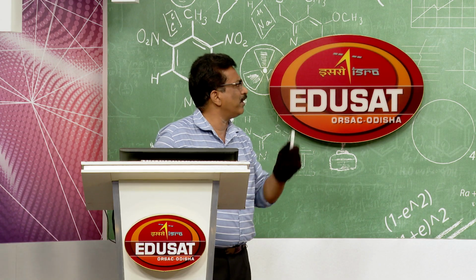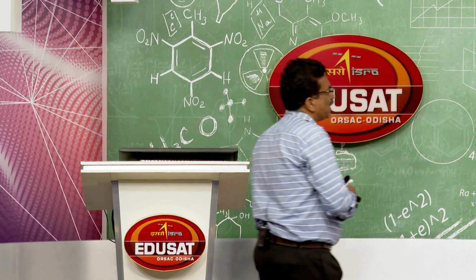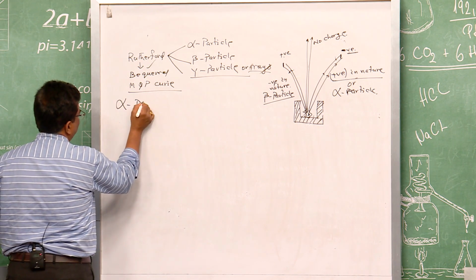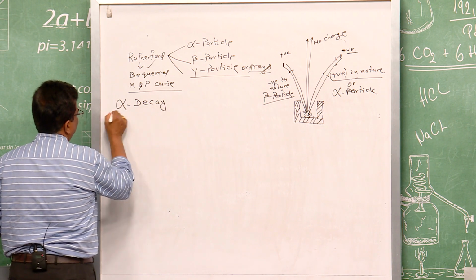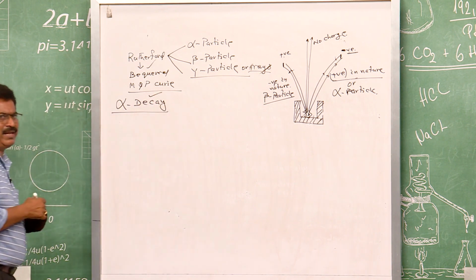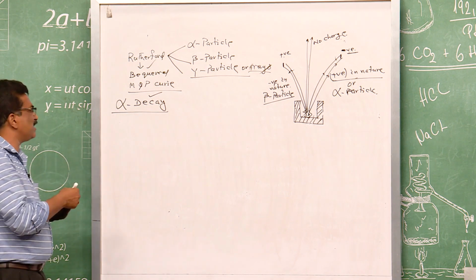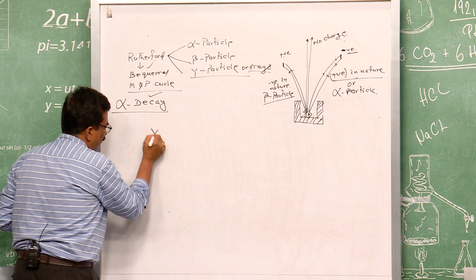So if we go for alpha decay, it means an alpha particle comes out. The term decay here means losing, so the alpha is being lost from a nucleus.